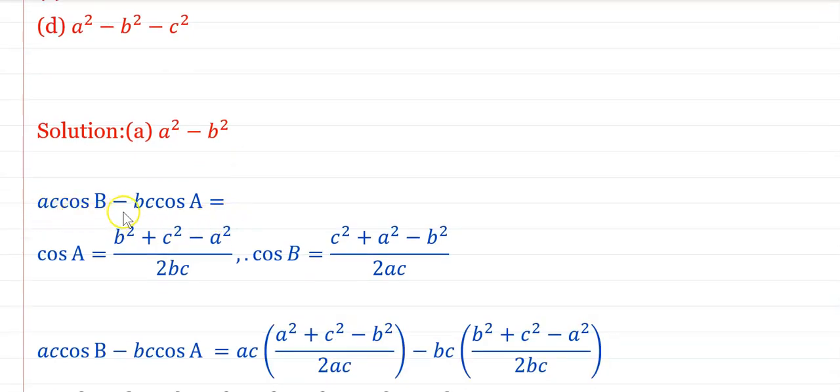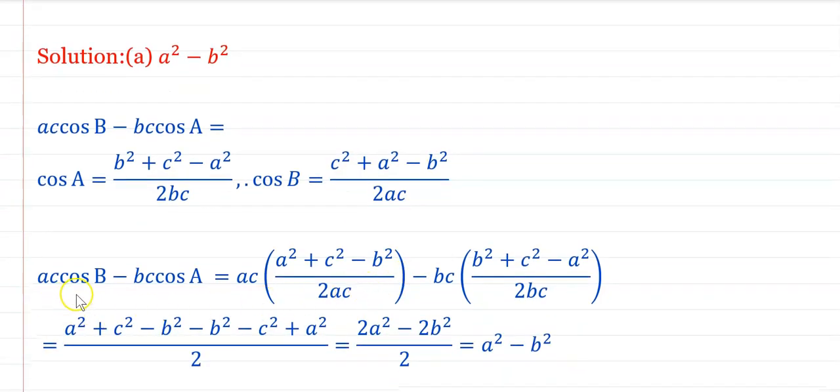तर AC cos B minus BC cos A. Okay. Substitute the value of cos of A. What is the cos of A? b square plus c square minus a square upon 2bc. And the cos of B is c square plus a square minus b square upon 2ac. Substitute the values of cos B and cos A. If we substitute, then AC will get cancelled.